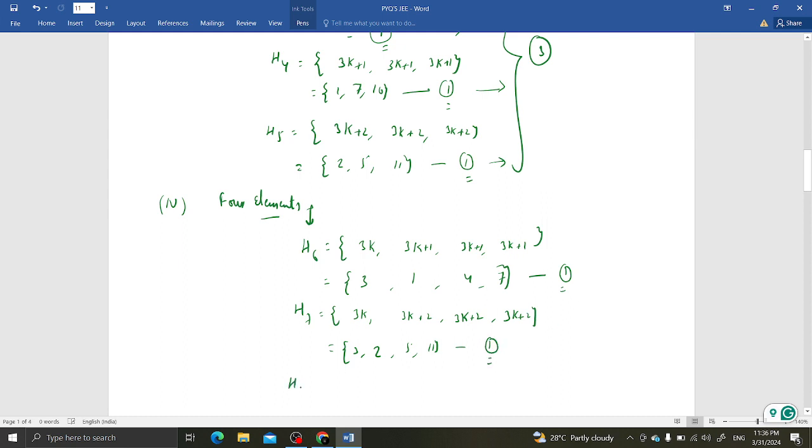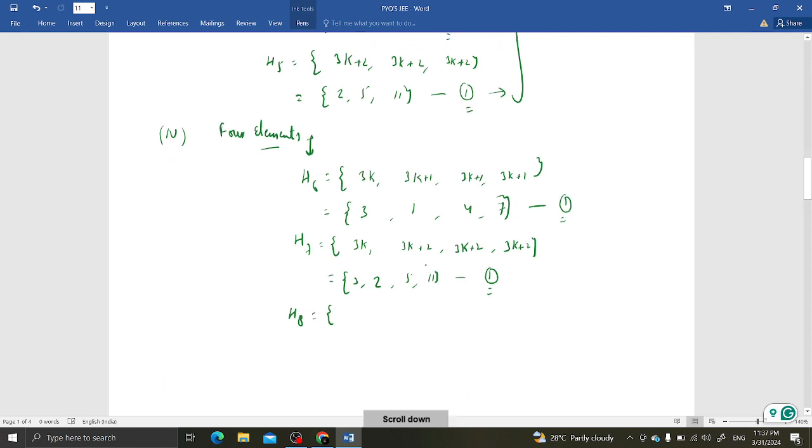Now H8, it may be possible a combination of 1 and 2. That is, we have 3k plus 1, 3k plus 1 and 3k plus 2, 3k plus 2. Clear? So now observe the format. How many types of elements are we using? 2 elements out of 3. So 3C2, and here also we have 3C2, multiplied. So what do we get here exactly? 9 again.